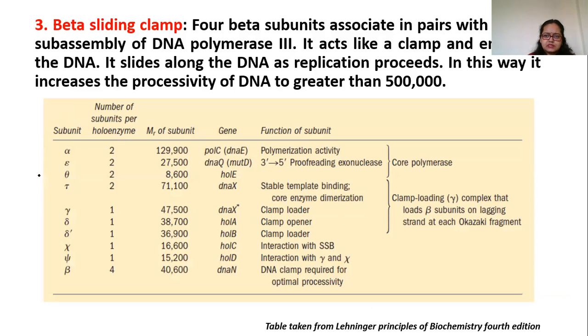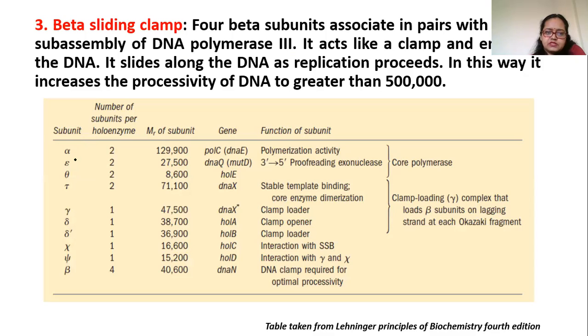So we can summarize the different subunits of DNA polymerase third with the help of this table. But you can see the structure is so complex and so effective that it increases the processivity of DNA to greater than 5 lakhs. This processivity is due to the beta sliding clamp, which moves effectively on the DNA, and also the other two subunits, core polymerases and clamp loading complex, assist in this process.